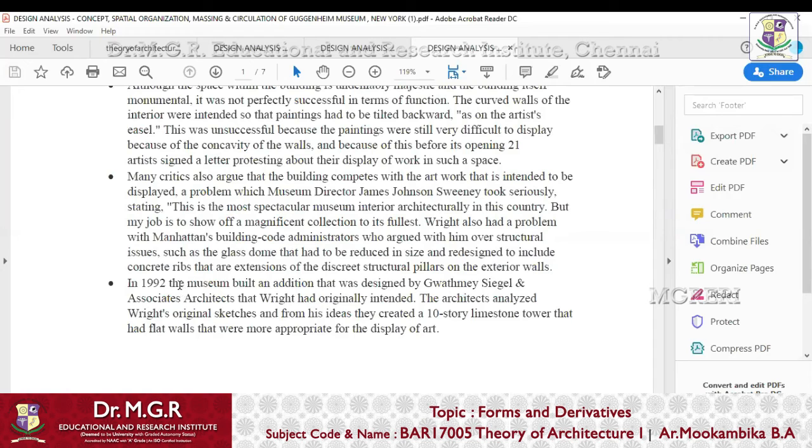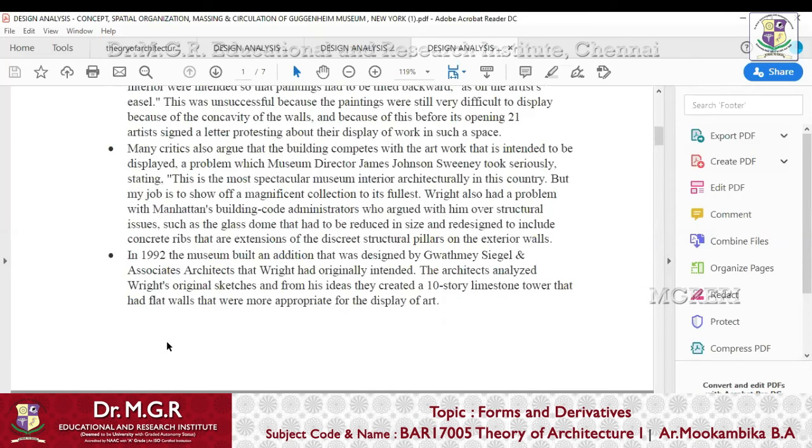In 1992, the museum built an addition that was designed by Gwathmey Siegel, associate architects, that Wright had originally intended. So there was an extension to the original building also. The architects analyzed Wright's original sketches, and from his ideas they created a 10-story limestone tower that had flat walls that were more appropriate for the display of art.